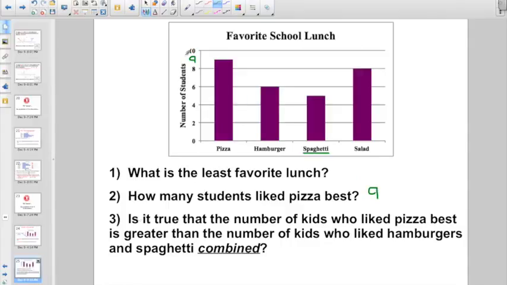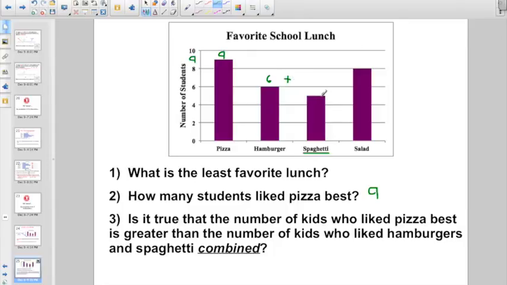Check this one out. Is it true that the number of kids who like pizza best, which we said was 9, is greater than the number of kids who liked hamburgers and spaghetti combined? Well, we know that 9 kids like pizza best. So is 9 more than hamburgers and spaghetti combined? Let's find out how many kids liked hamburgers. And if I combine them, I'm going to add.